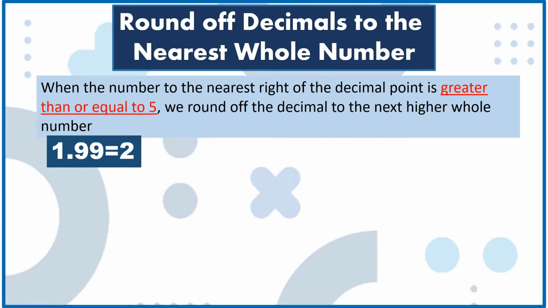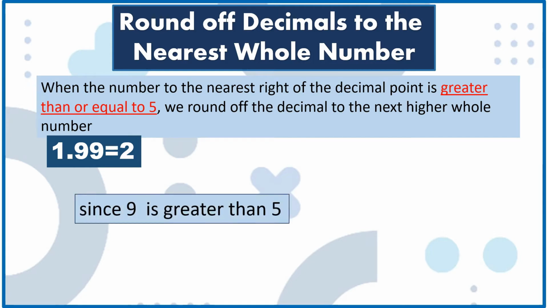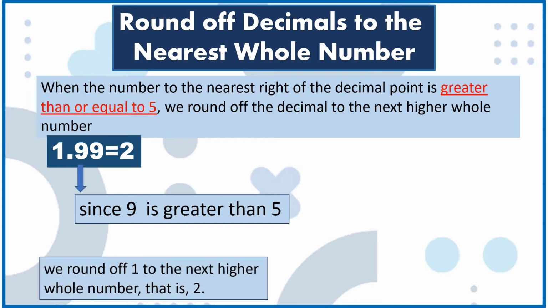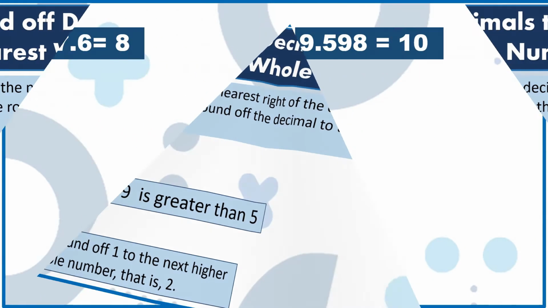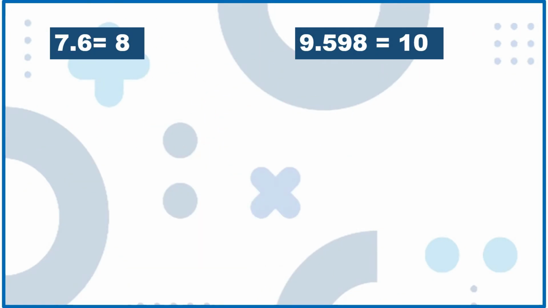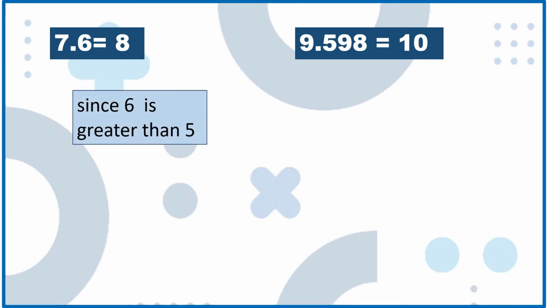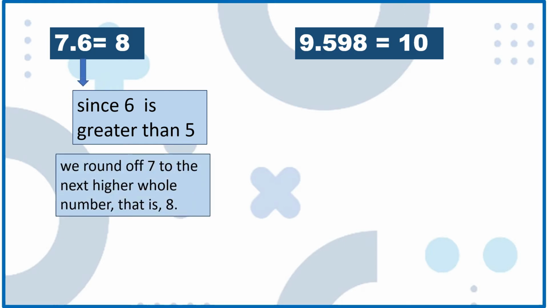Since 9, the number to the nearest right of the decimal point is greater than 5, we round off 1 to the next higher whole number, that is 2. Another example, 7.6 is equal to 8. Since 6 is greater than 5, we round off 7 to the next higher whole number, that is 8.